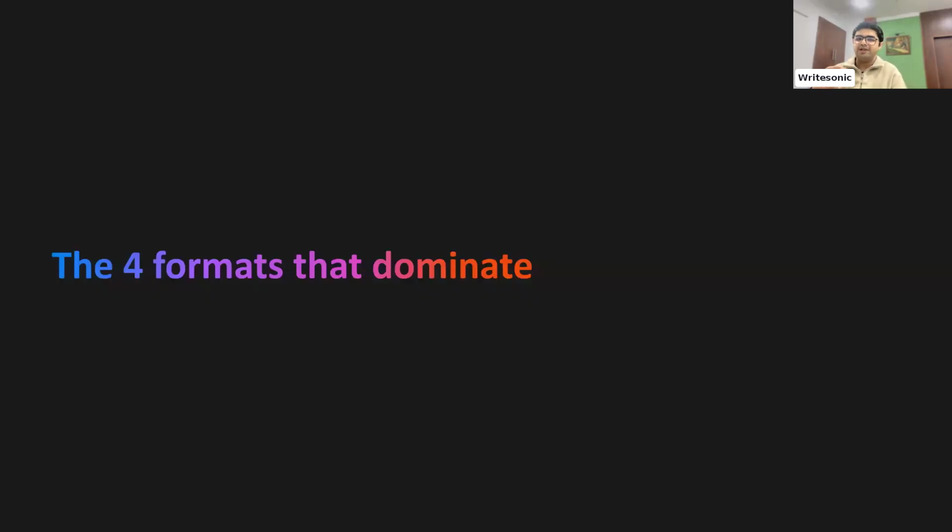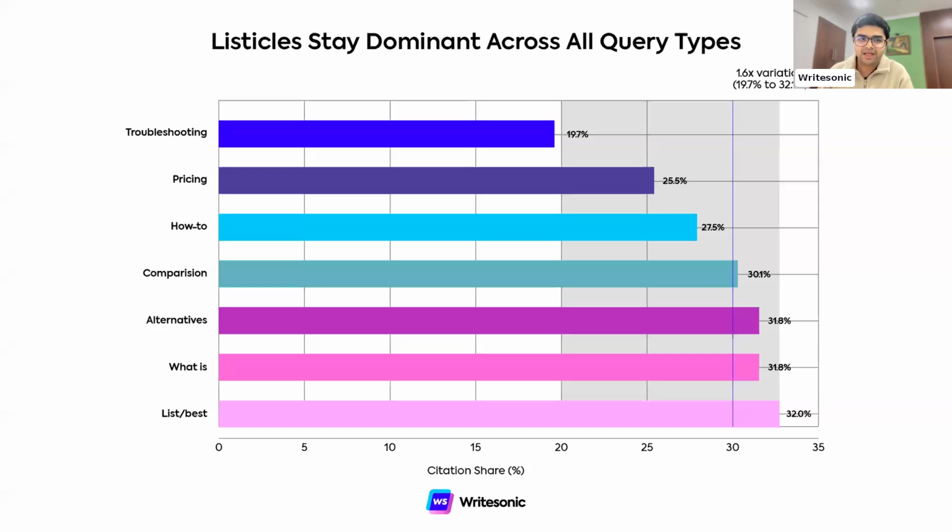Now let's talk about writing new content. What are the kinds of formats that dominate? Before I get into that, this is some recent data analysis that we did on the citation share from different formats or different kinds of articles. The one that dominates here is listicles. If you see the bottom row here, 32% citation share for listicles, like best customer data platforms or best email platforms, things like that.